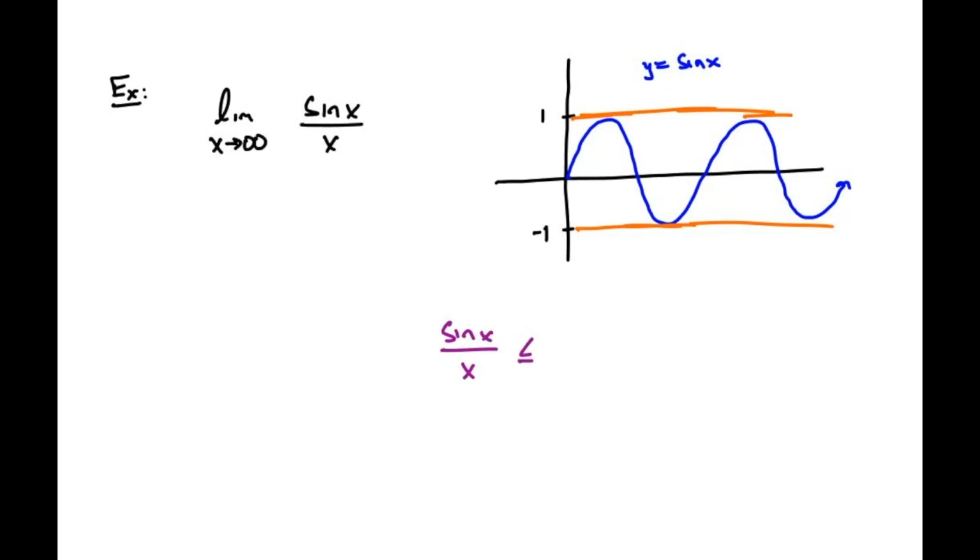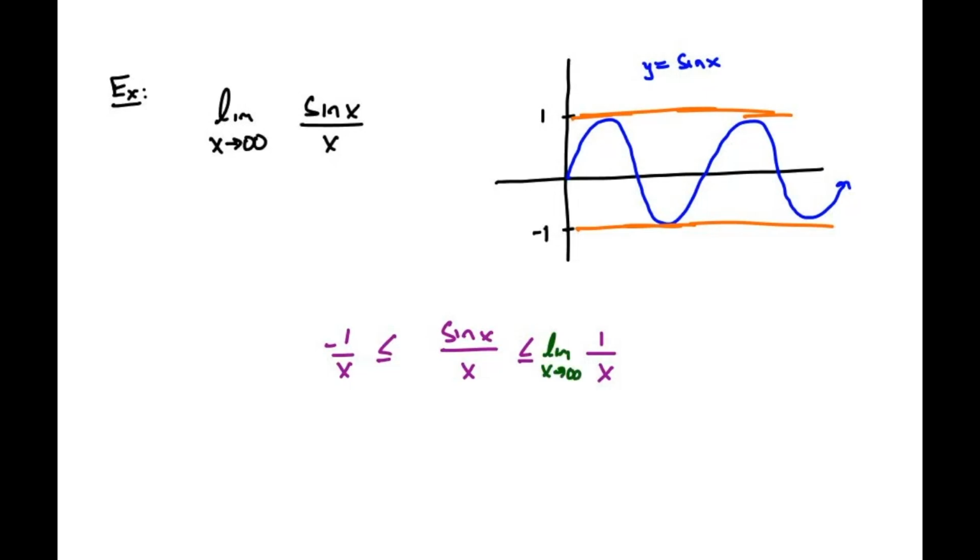If I take our function, sine of x over x, I know the sine is always less than or equal to 1, so I can say our function is less than or equal to 1 over x. And since sine of x is always greater than or equal to -1, I can say our function is always greater than or equal to -1 over x. This is important. This creates the squeeze that we're looking for.